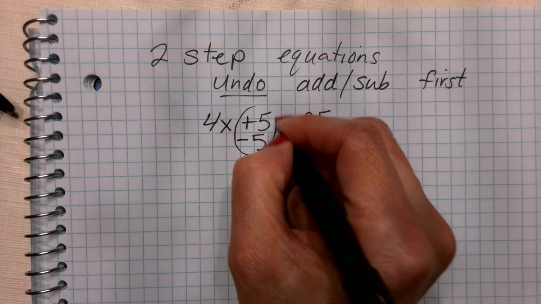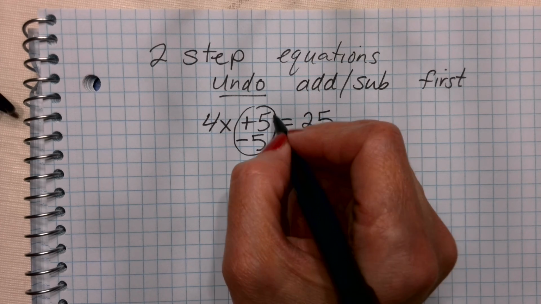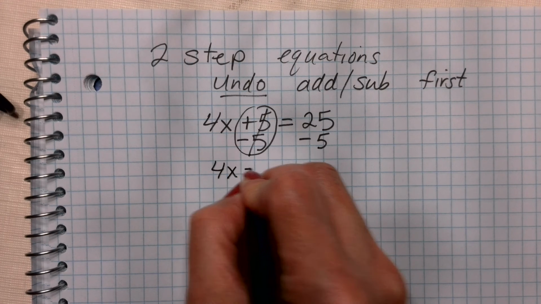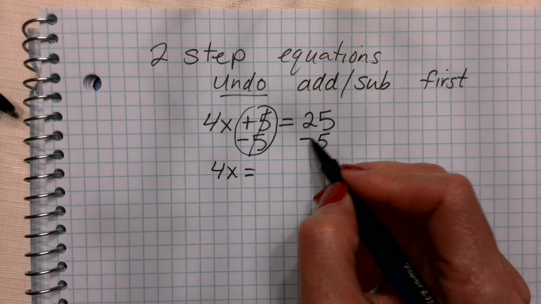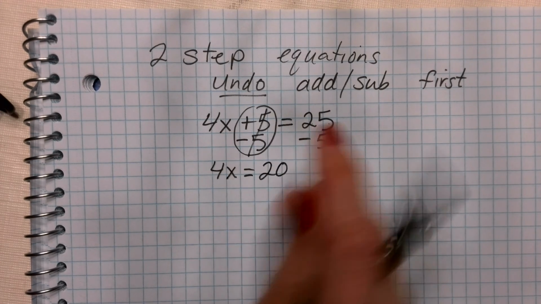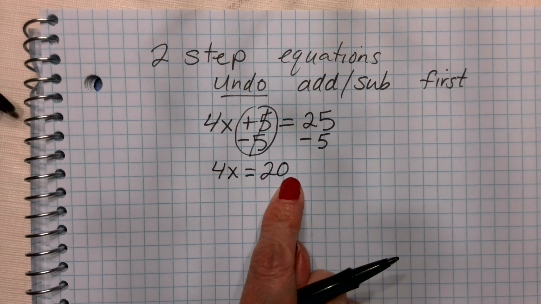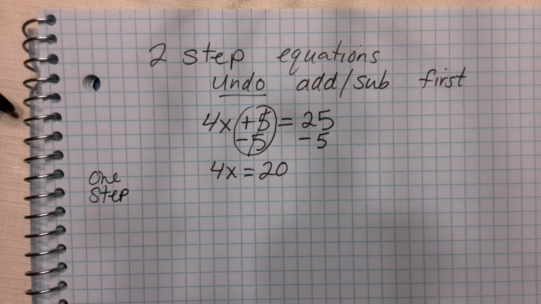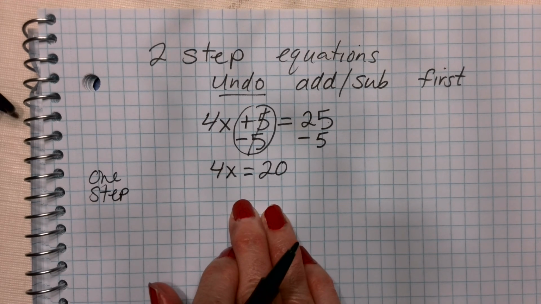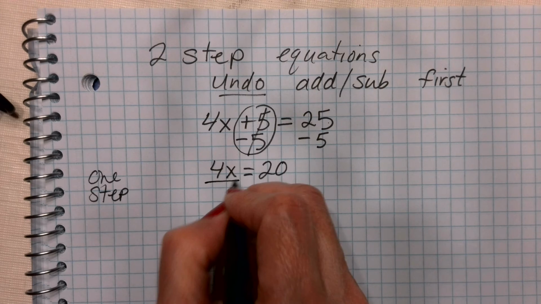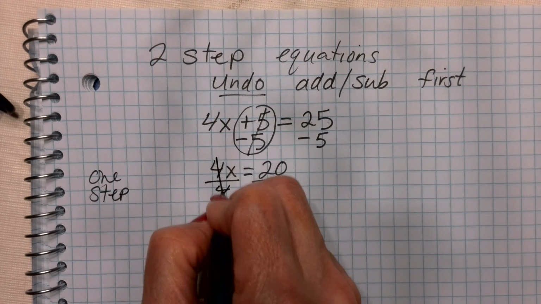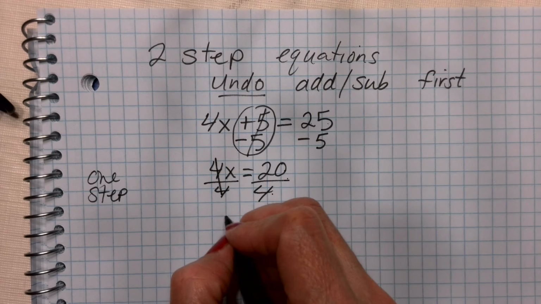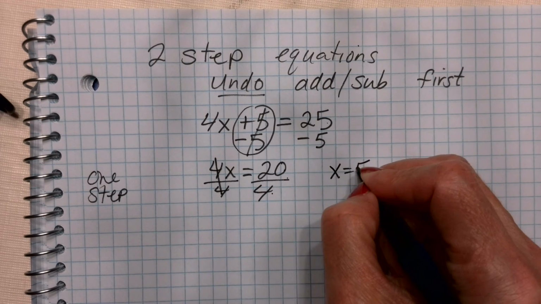This turns into a 0 pair, right? And I can just get rid of that. And then I can rewrite this as 4x is equal to, and then 25 minus 5 is 20. So now right here, I'm at a one-step situation. I got rid of the addition and subtraction first. And then I'm going to divide both sides by 4 to get 1x. And 20 divided by 4 is 5. So I'm left with x is equal to 5.